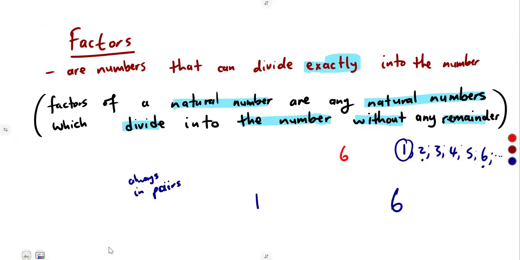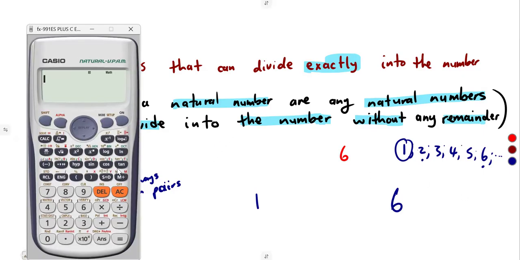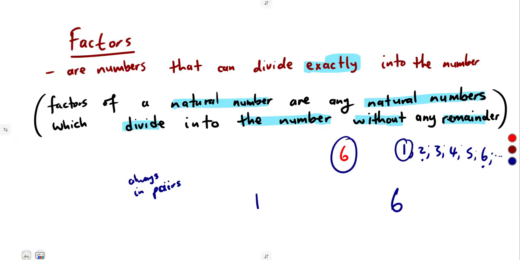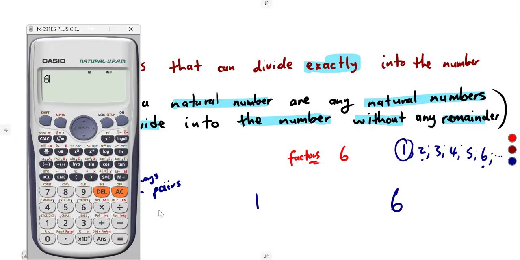Let's move on to 2. Let's try 2. 6, this is our number. Remember, we need factors of 6. So let's try 6 divided by 2. This is going to give us a 3. 3 is a whole number, means we do not have a remainder there. So 2 is a factor.